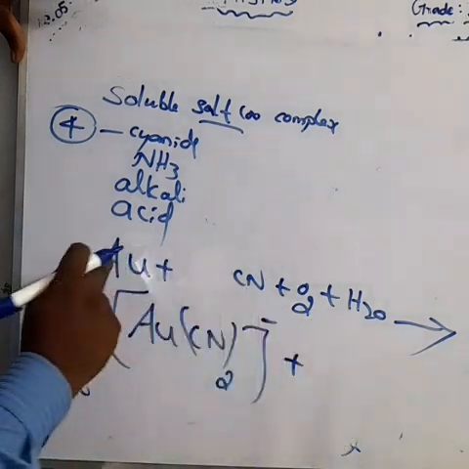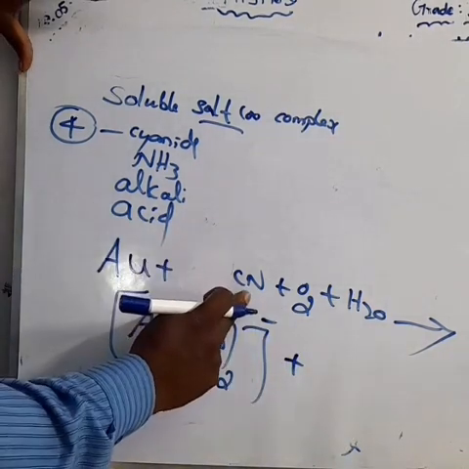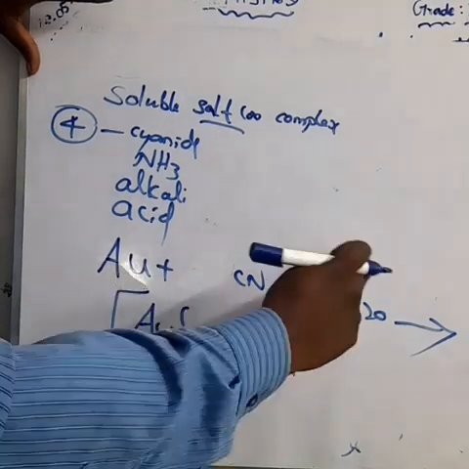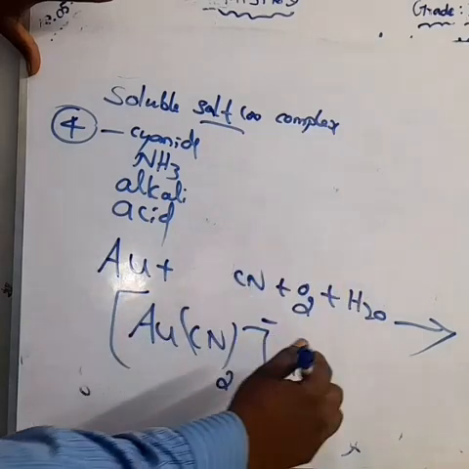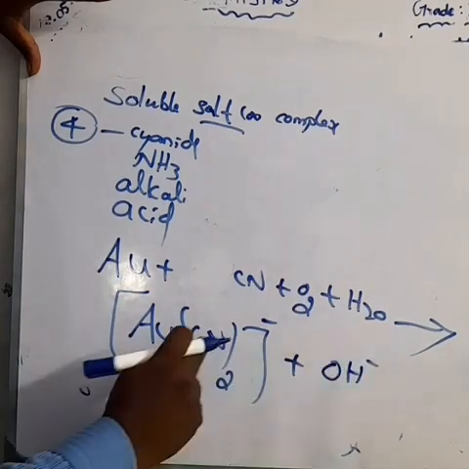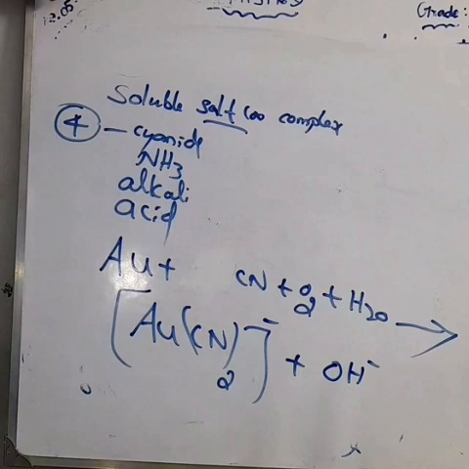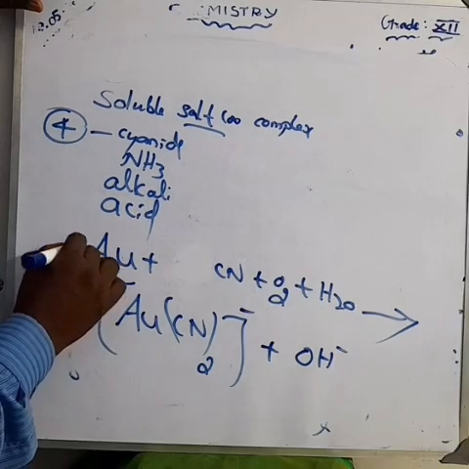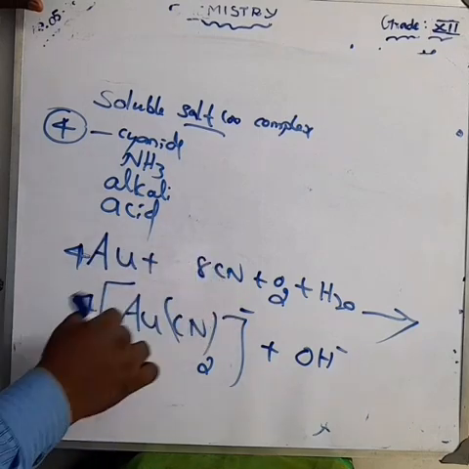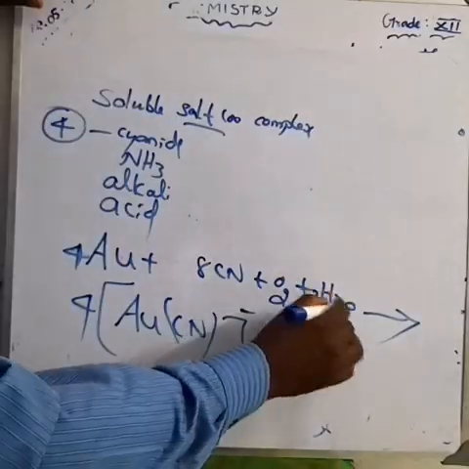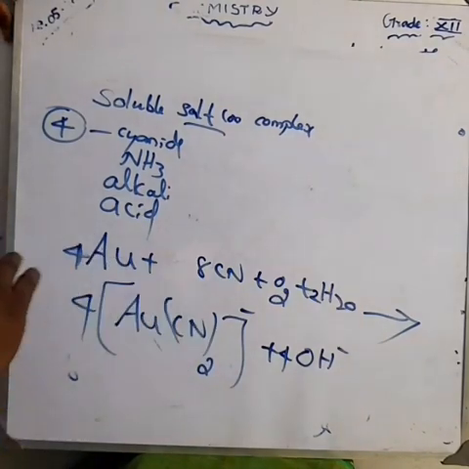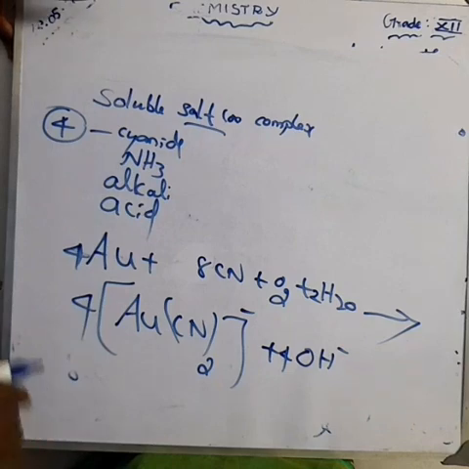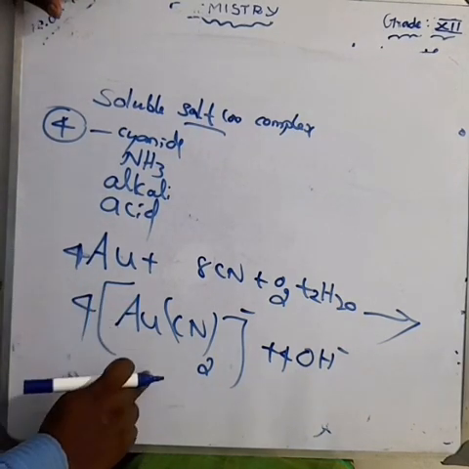Can you write the equation? Gold reacts with cyanide ion in the presence of oxygen plus water and gives the complex, and we also get hydroxide, OH- ions. Try to balance the equation. Don't forget to balance the equation. Write the equation. Okay, next topic. Here we get a gold complex.